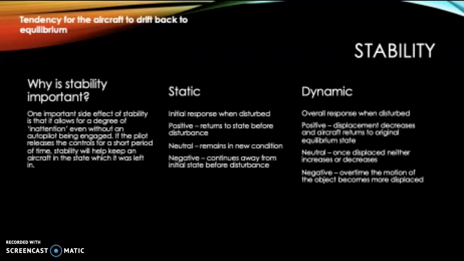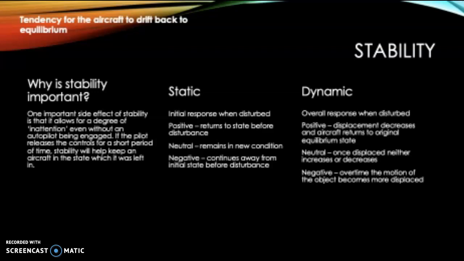If you encountered the gust and the aircraft stayed in the new condition, it would be neutrally static. And if it continued on this path, it would also be neutrally dynamic as well. If, upon encountering the gust of wind, the aircraft continued in a manner opposite of the initial state, it would be negatively static. And if that aircraft continued on that path away from your original path, it would be negatively dynamic as well.